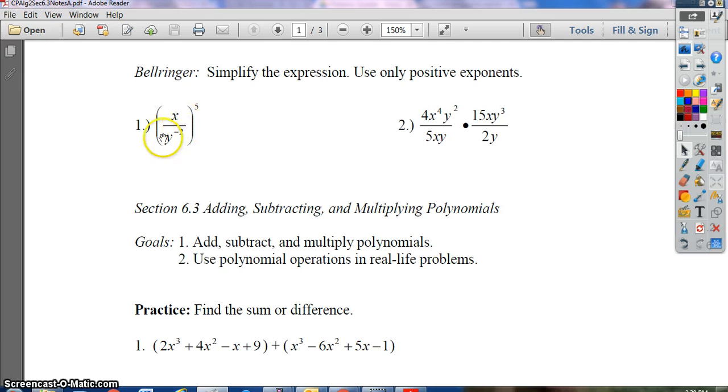What I'm going to do first here is move this y to the negative second to the top. So I'll have x times y to the second, all raised to the fifth.